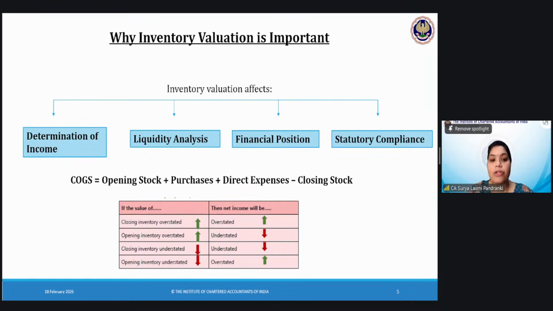Now, if you look at the first reason, it is determination of income. What is determination of income? Do you think it is involved in income valuation or income calculation? I'll pause. Anyone wants to answer how it is included, or how it is determining the income? Anyone wants to answer?